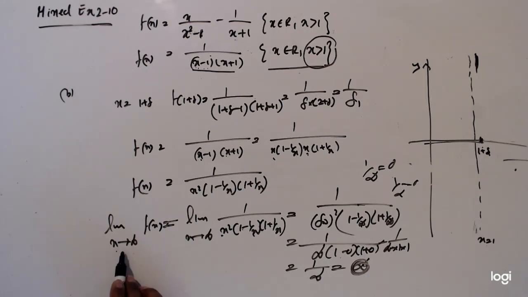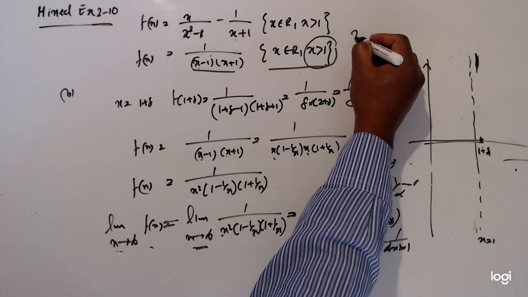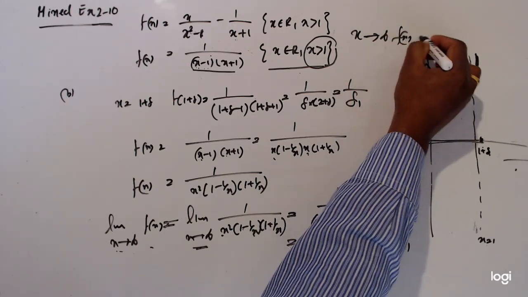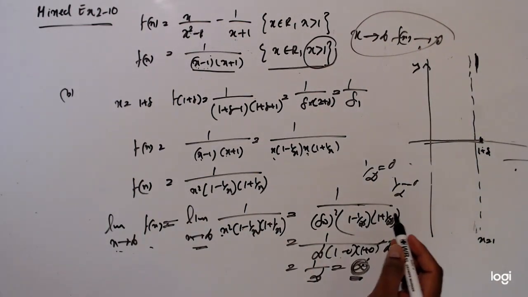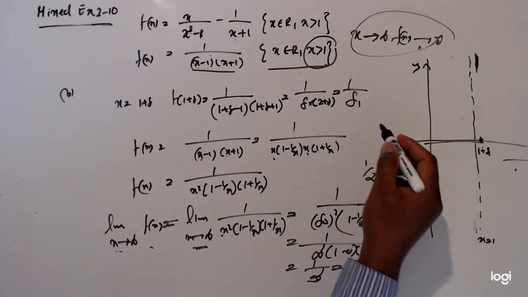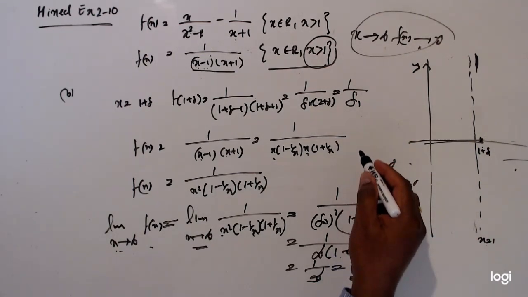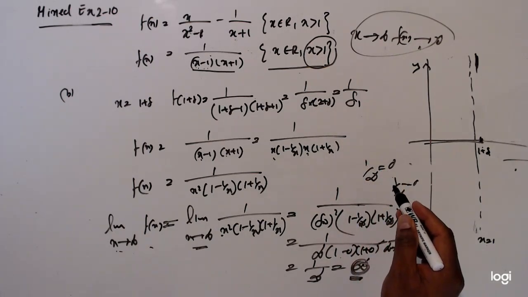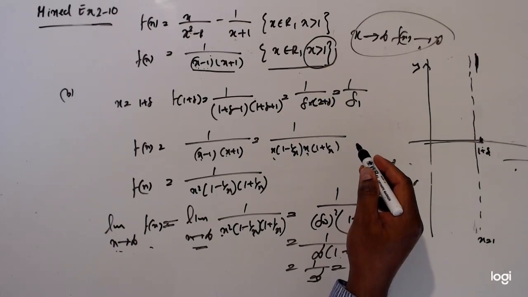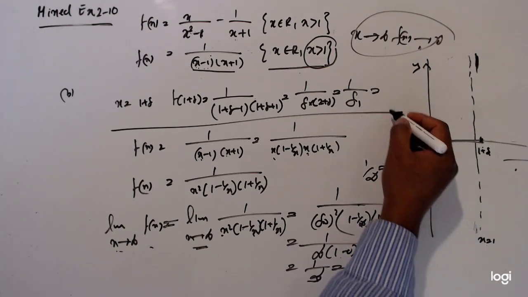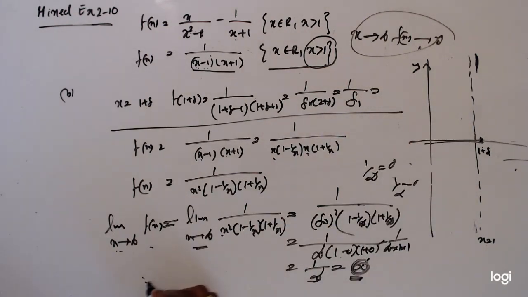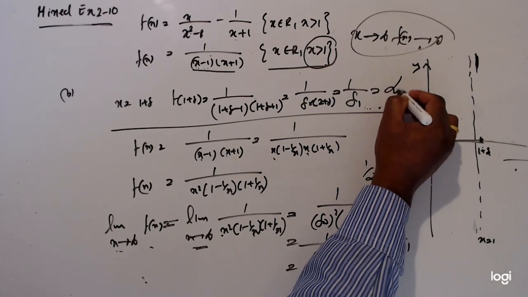So when x goes to infinity, f(x) goes to 0. So this is the minimum one, and this is the maximum one. So 1 over delta in this one is almost infinity. We discussed dividing by a small number, so this is infinity.